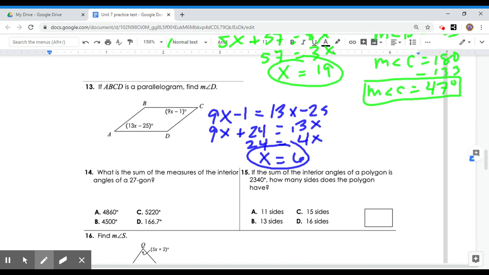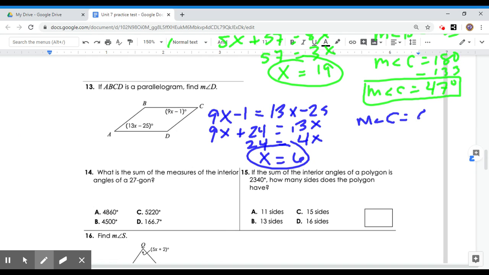But we need to find measure of angle D. So that's this one right here. So now I can find either of these and then subtract from 180, just like I did before. So let's find measure of angle C. So measure of angle C equals 9 times 6 minus 1. So that would be 54. So I'm using this right here. 9 times 6 minus 1.